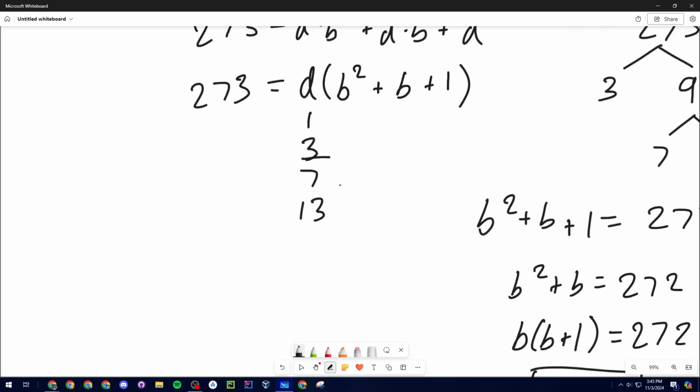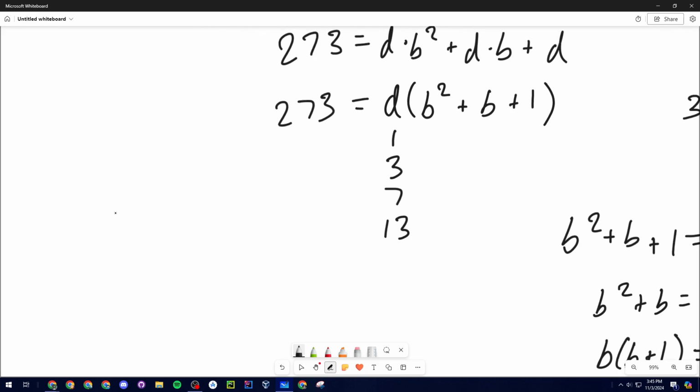Now moving on to this one, if d is equal to 3, then b squared plus b plus 1 is equal to whatever is left over, which is just 91. So b times b plus 1 is equal to 90.